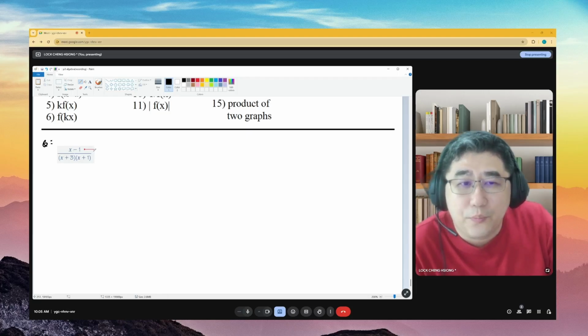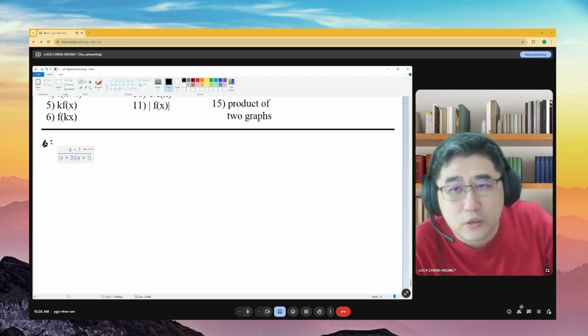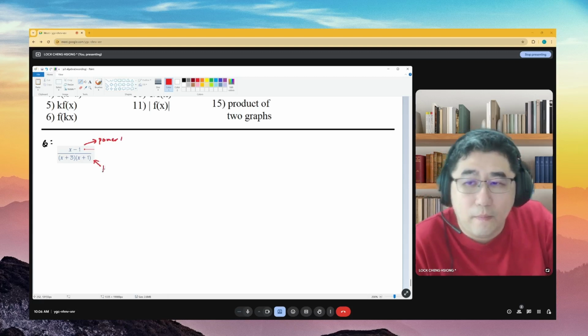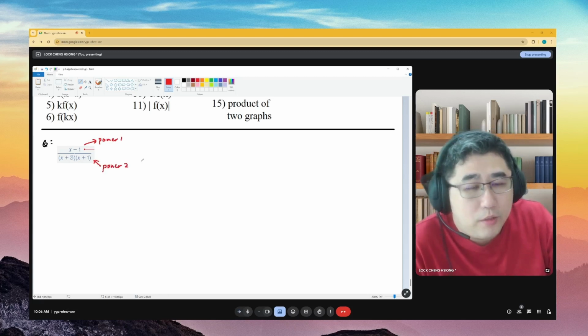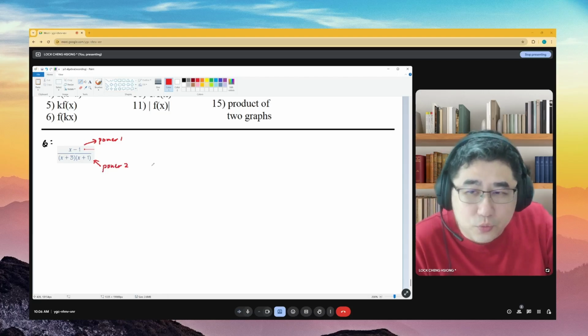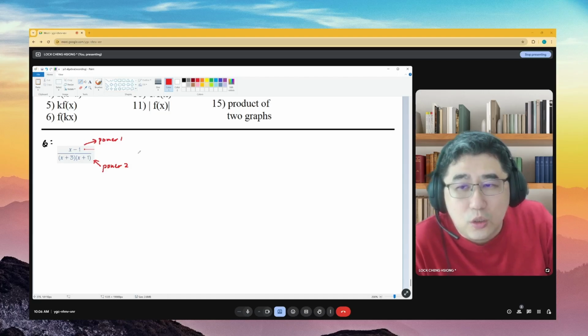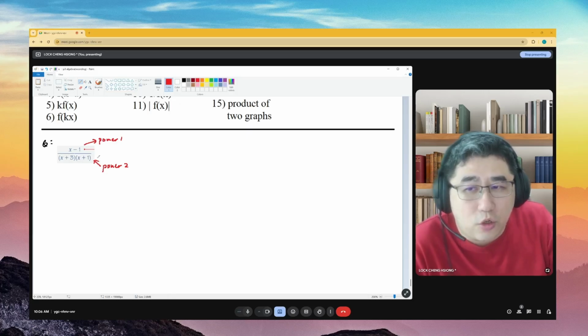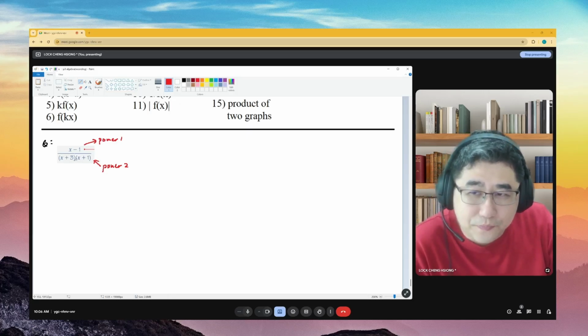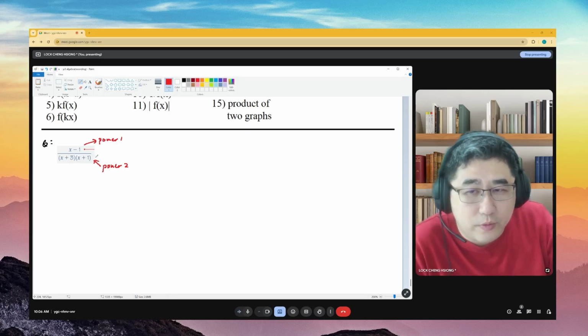So step 1 says we check the power of the numerator and denominator. The top is power 1. The bottom is power 2. So we don't need to do step 2. Step 3, factorize the denominator completely. It's already been factorized nicely: x plus 3, x plus 1.